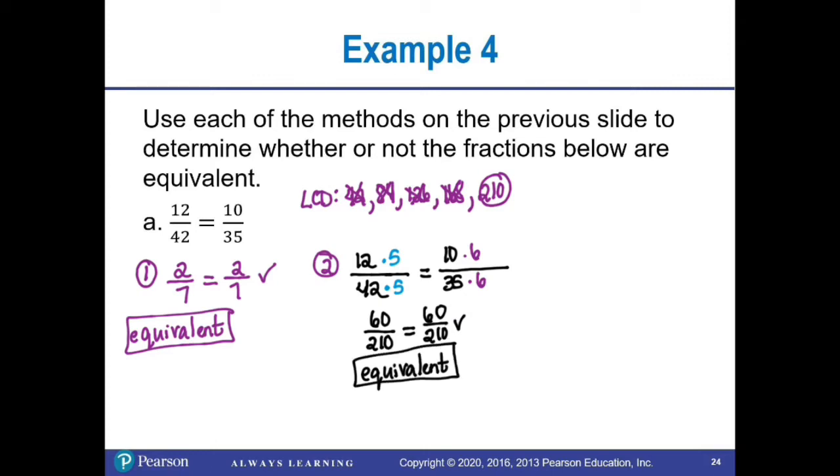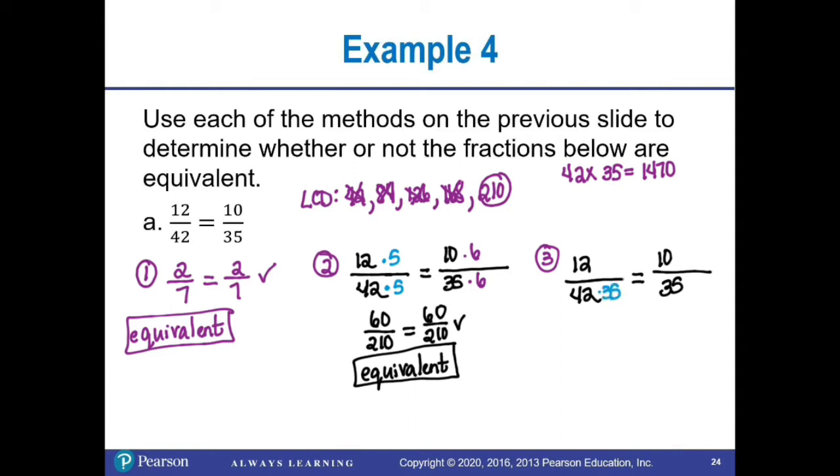Now, let's look at our third method. The third method asks us to find a common denominator, but not necessarily the least. To find a common denominator, I can just multiply my two denominators together. So 42 times 35, I used my scratch paper and I got 1470. I want to rewrite my fractions with the common denominator of 1470.